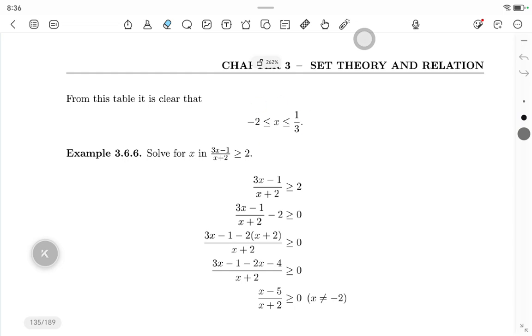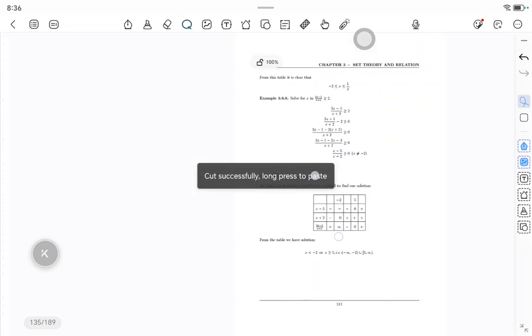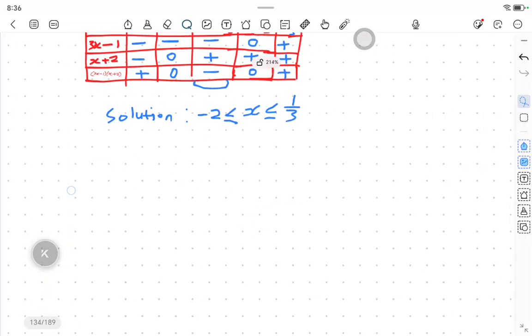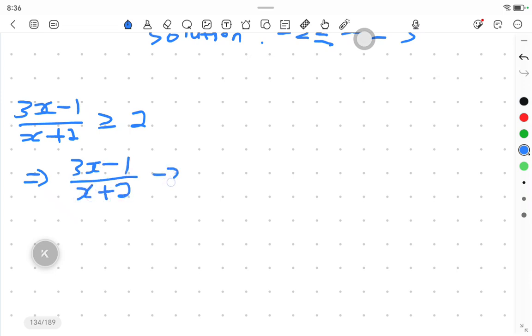Let's look at the second one, which is 3x minus 1 over x plus 2, which is greater or equal to 2, right? Then we'll see how we go with that. Now if we're given this, remember I said that this side should be a 0. Since it's not a 0, we are going to make sure that we take this 2 to the other side. That was a minus. So now we can have greater or equal to 0.